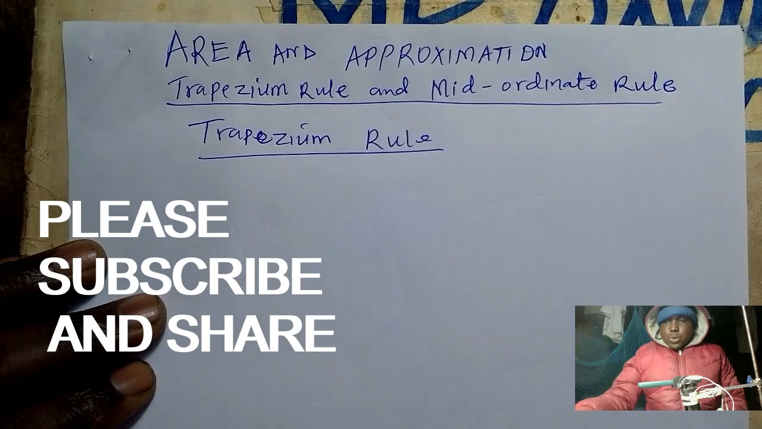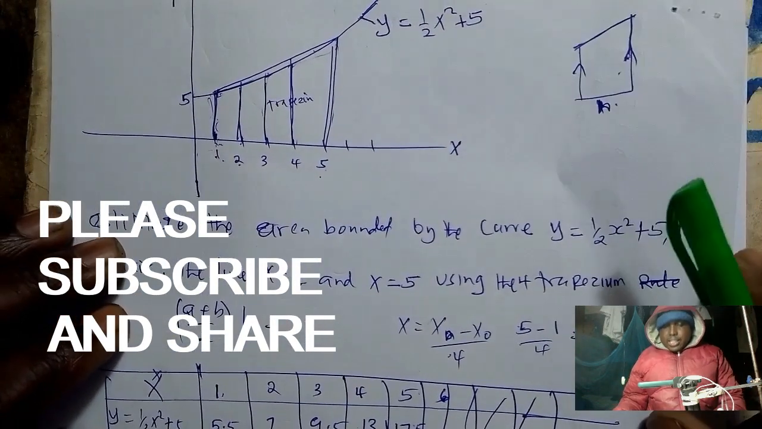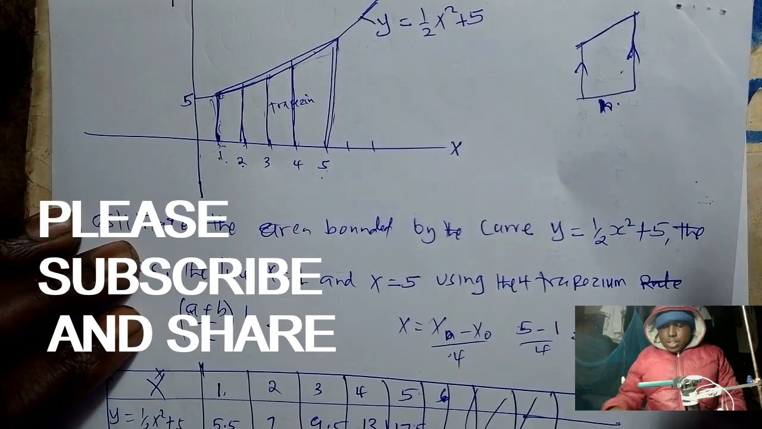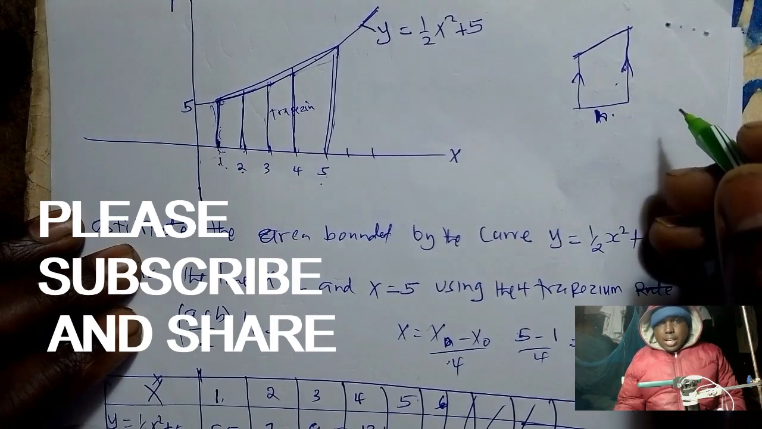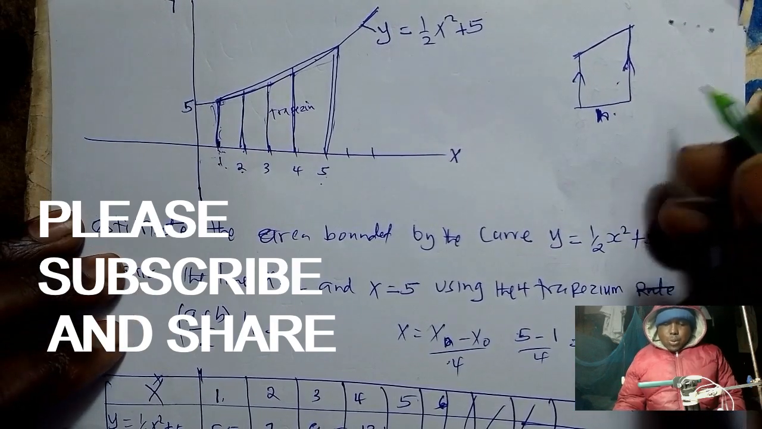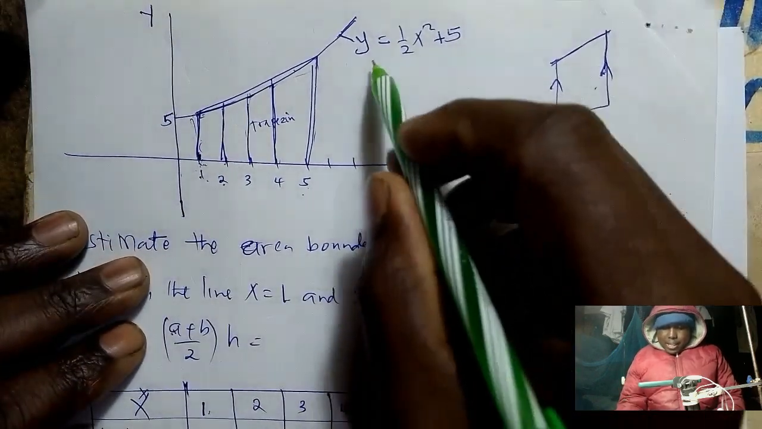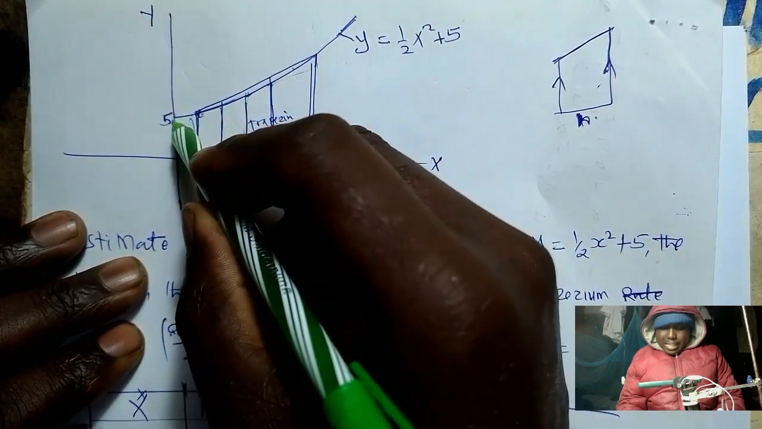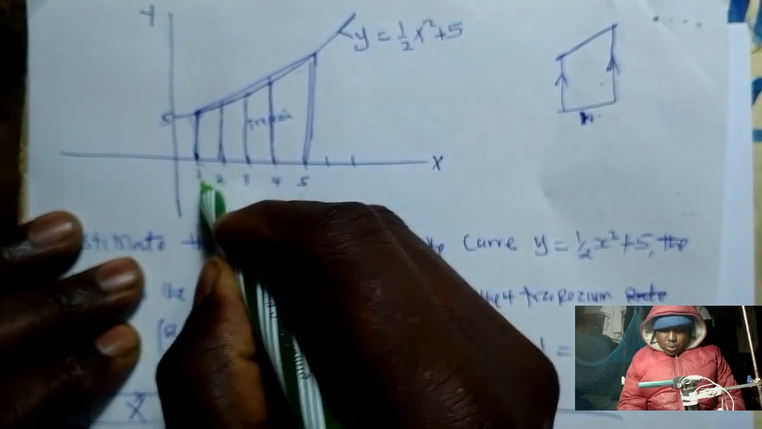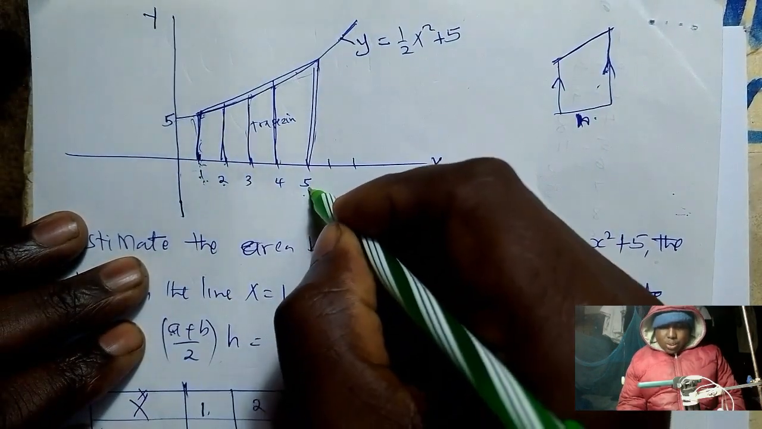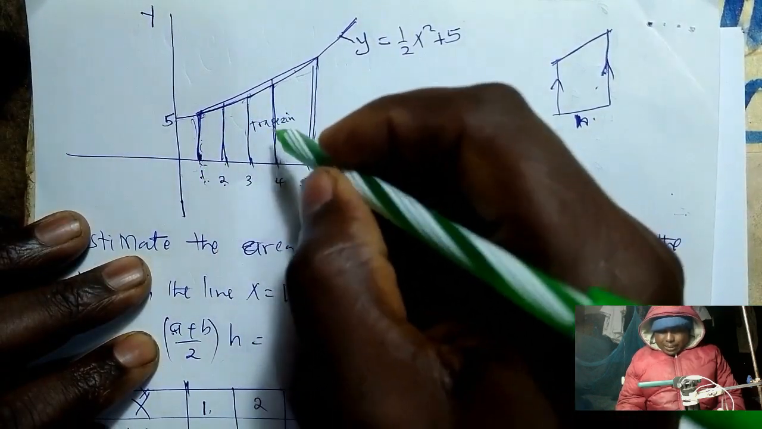But before I do so, I want to bring in the genesis of the trapezium rule. Why were the trapezium rule and the mid-ordinate rule introduced? So I have a curve here. I want to calculate the area under this curve. The curve starts at x is equal to 1 and ends at x is equal to 5. So this was just a curve before I divided it.